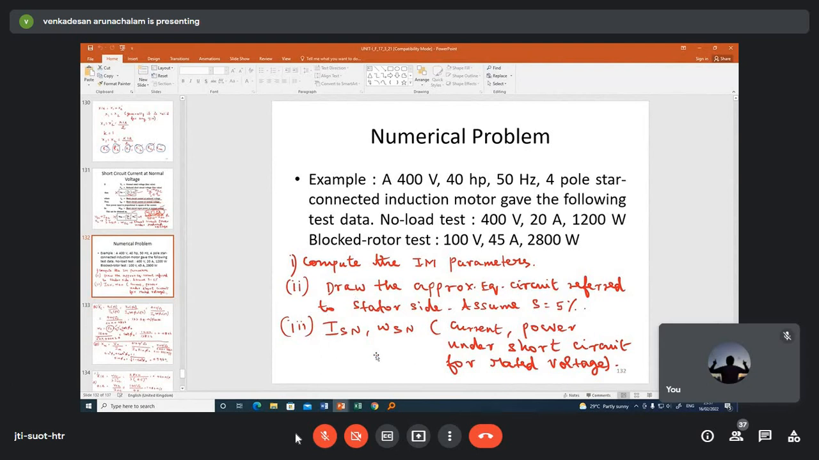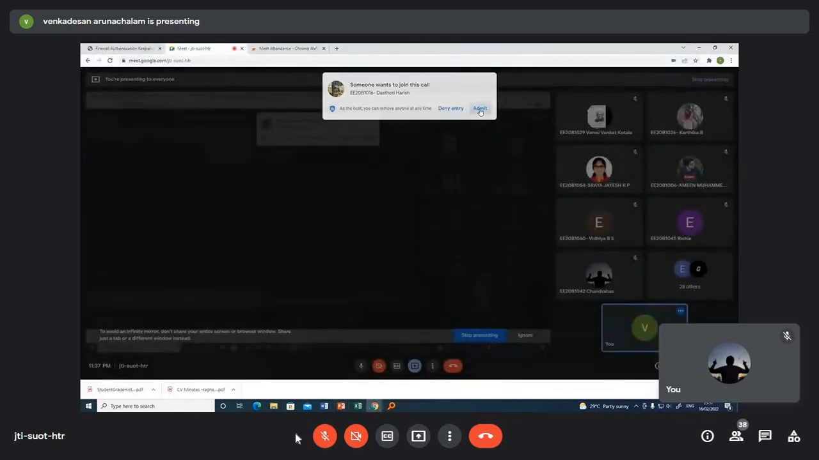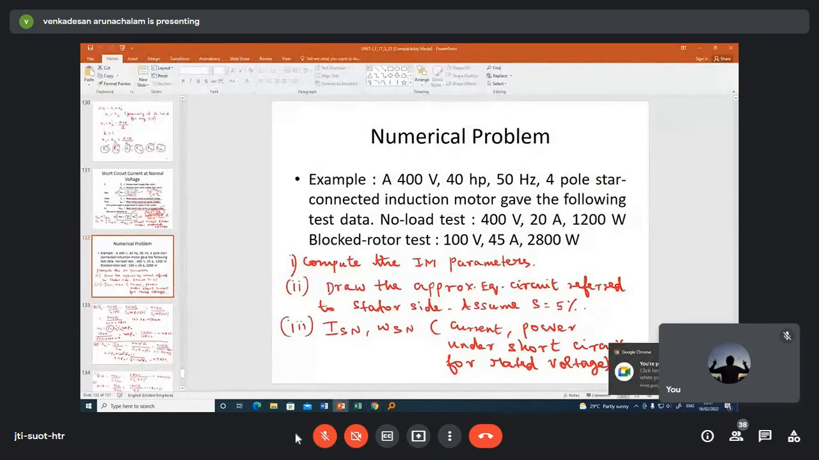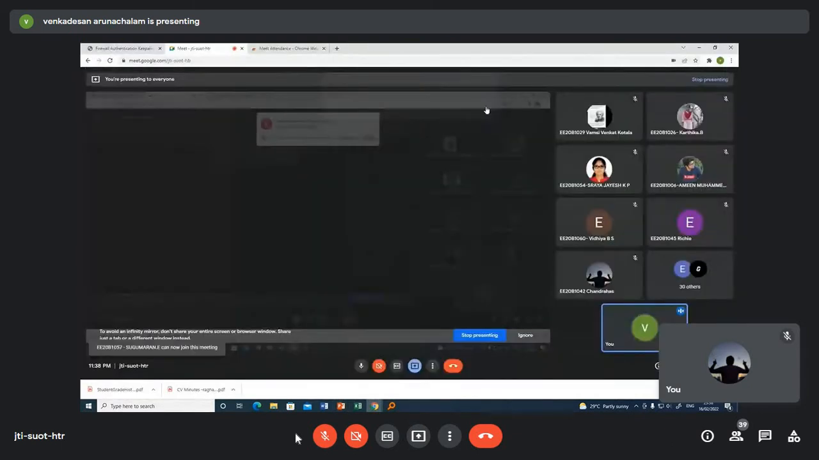So compute the induction motor parameters. That is the question. And of course, refer to the stator side. Unless otherwise anything is mentioned, it is normally referring to the stator side. So compute the induction motor parameters referring to the stator side.